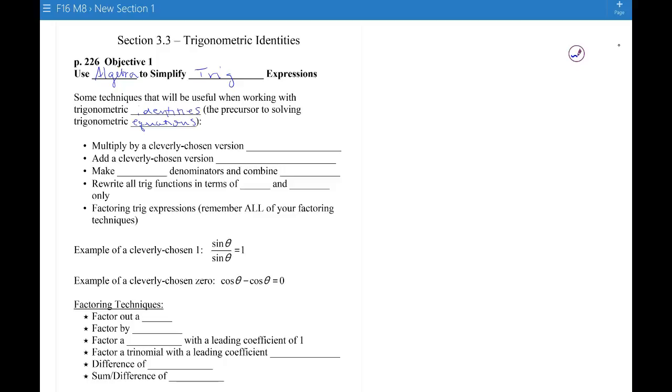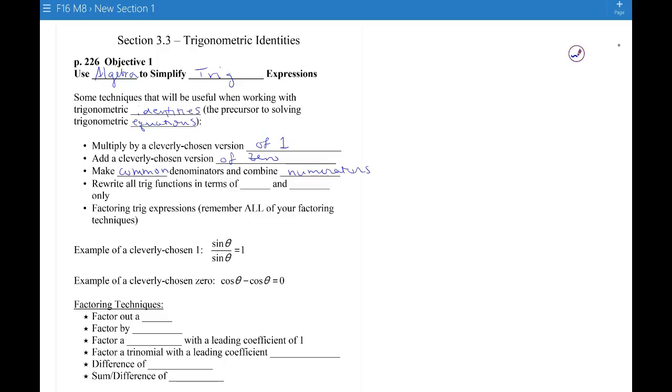So some of the things you might do is multiply by a cleverly chosen version of the number 1, because you can always multiply by 1 and nothing changes, right? Because that's called the multiplicative identity. You might want to add a cleverly chosen version of 0, because you can always add 0. That's the additive identity. Making common denominators and combining numerators will often be a step that helps you make progress when you're trying to solve an identity.